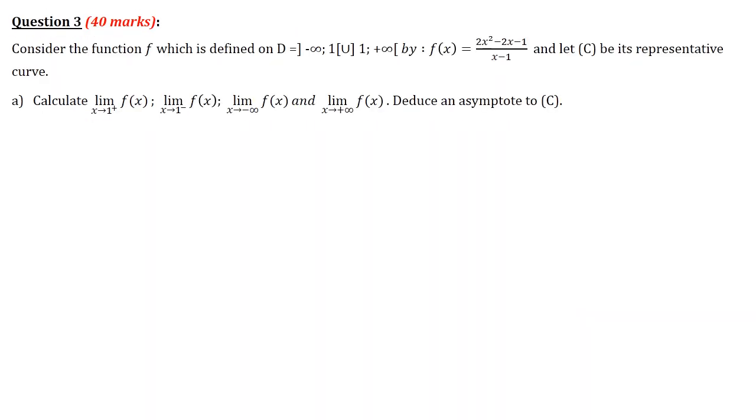Now we're going to start with the function question where we have f of x equals (2x squared minus 2x minus 1) over (x minus 1), and we need to calculate the limits at the open boundaries. Means we need to calculate 1 plus, 1 minus, minus infinity, and plus infinity.